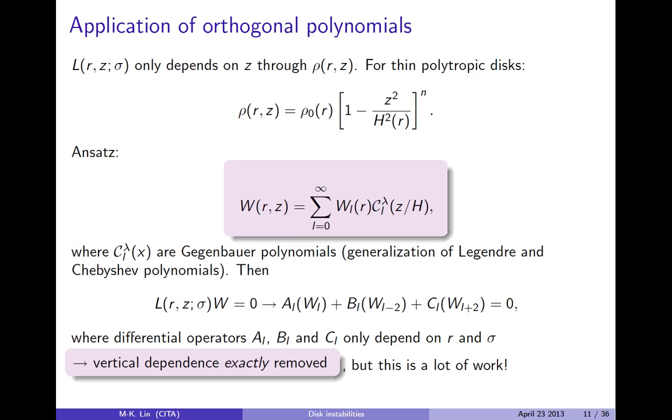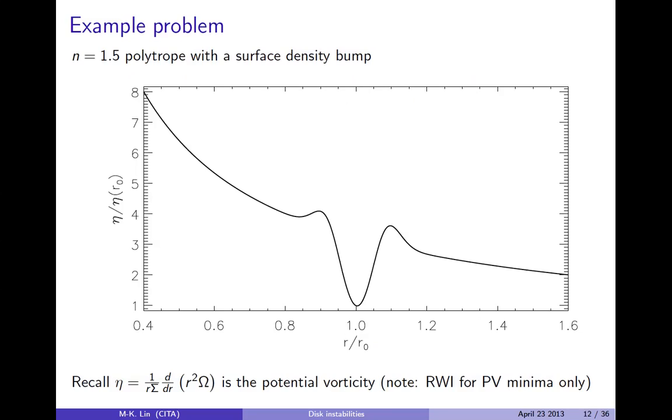So anyway, let's look at some solutions to this linear problem. I want to start with this problem, which is a smooth disk with a density bump. What I've plotted here is the potential vorticity. So the potential vorticity is inversely proportional to the surface density. So if I have a surface density bump, that means I have a potential vorticity minimum. And I'm going to look for solutions where the disturbance is mostly associated with this minimum here.